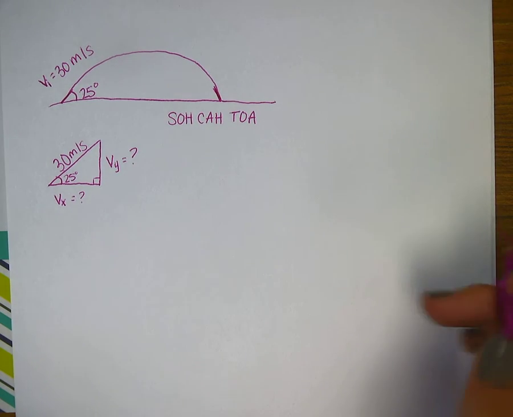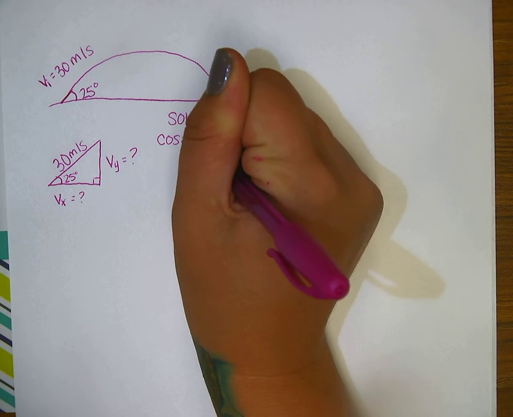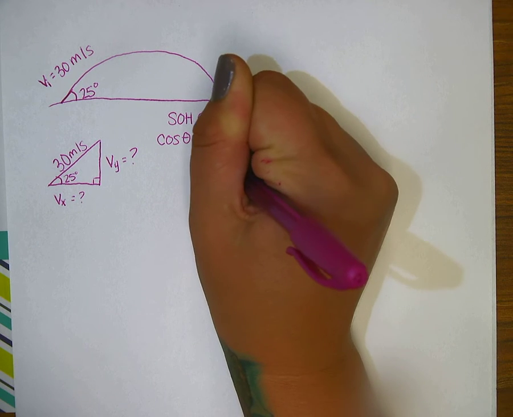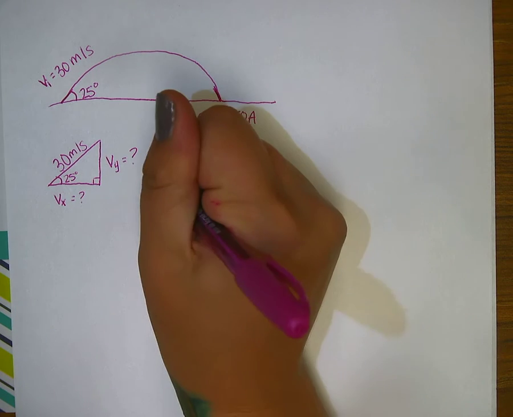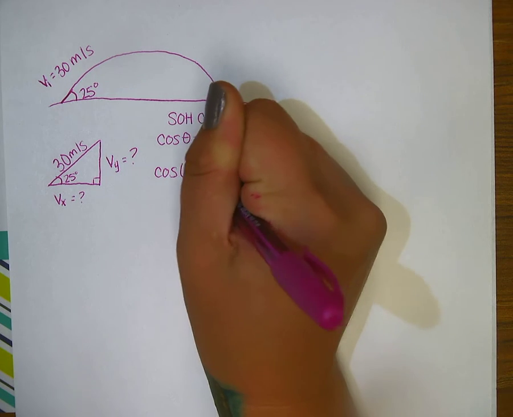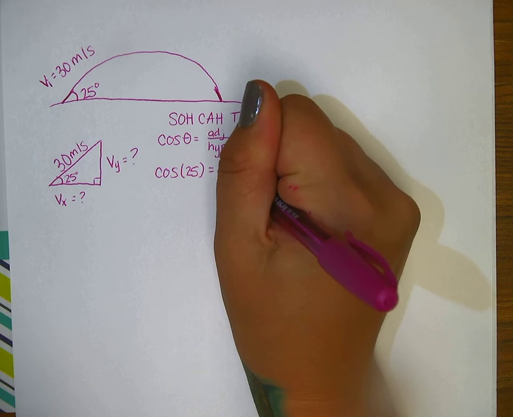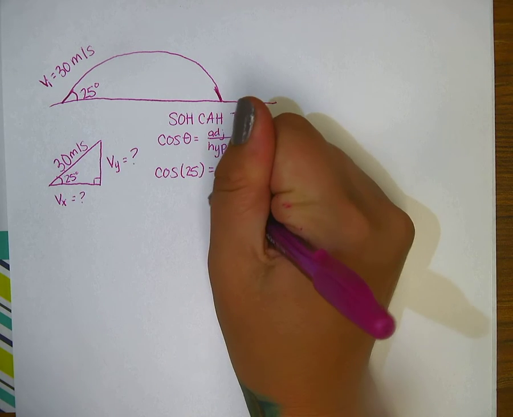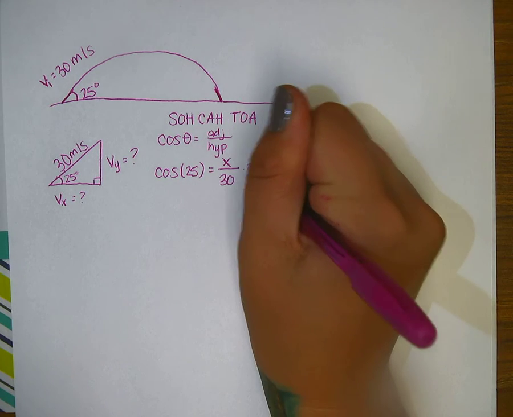So our formula for cosine is cosine theta equals adjacent divided by hypotenuse. We can plug 25 in for theta, so cosine of 25 equals our adjacent leg, which is this x, I'm just going to call it x for simplicity, divided by our hypotenuse, which was 30. To solve for x, you'd multiply both sides by 30.